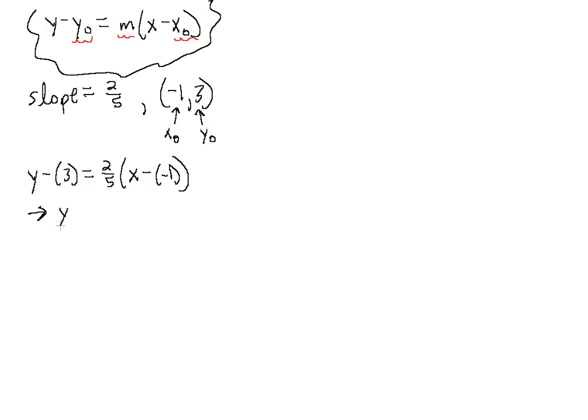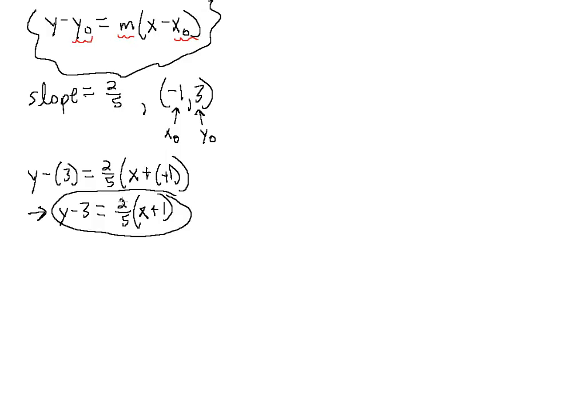We can simplify this, so drop the parentheses. We have y minus 3 equals 2/5 times x. We can cancel these negative signs. We have x plus 1. And that's all there is to it. We're simply plugging in information that we're given from the onset. We just need to realize what we're being given and where it goes.